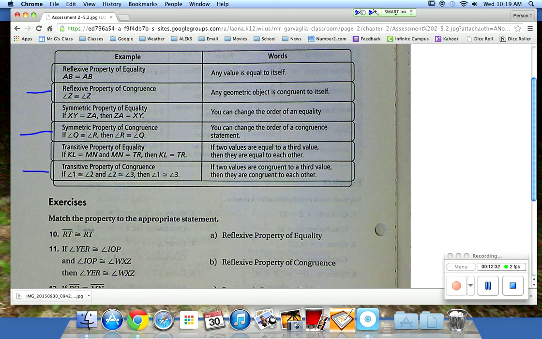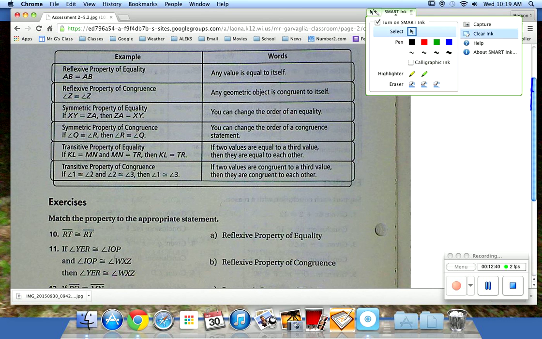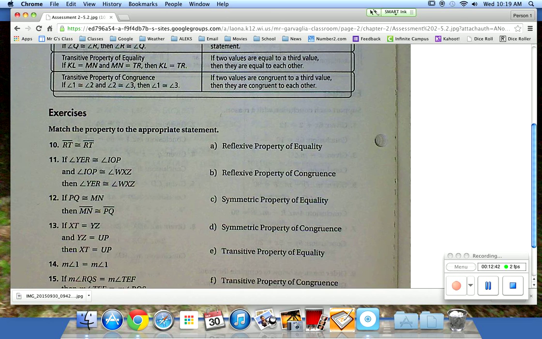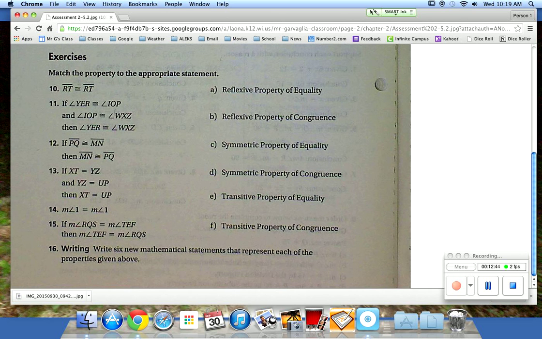You guys have these to do on here. All right. You guys have these 10 to do. Actually, 16, don't worry about 16. Do 10 through 15 on this page. 10 through 15 on this page. And do the other ones on the other page.